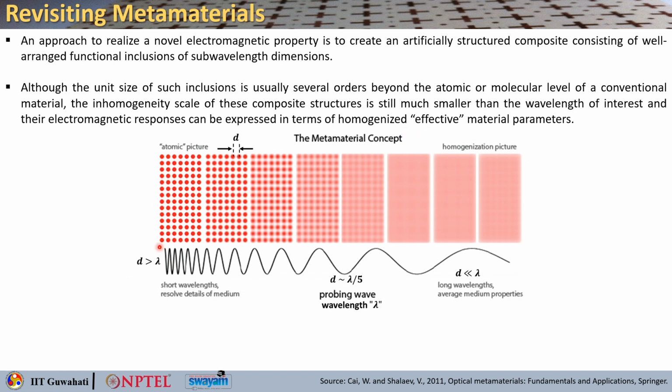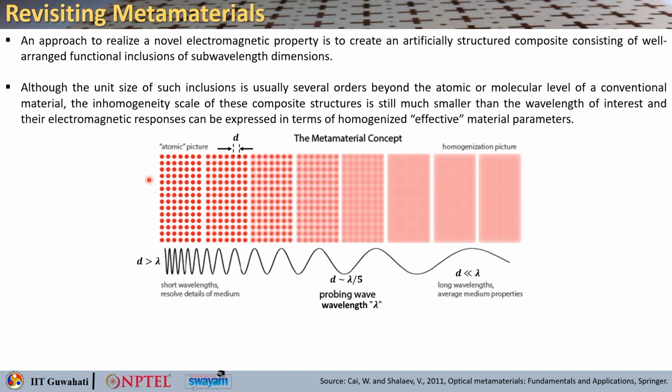Okay. So, here you can see that the red dots show the inclusions. This is where the diameter is much larger than lambda. As you go to this side, your wavelength is increasing, or you can say the inclusions are getting much smaller as compared to lambda.